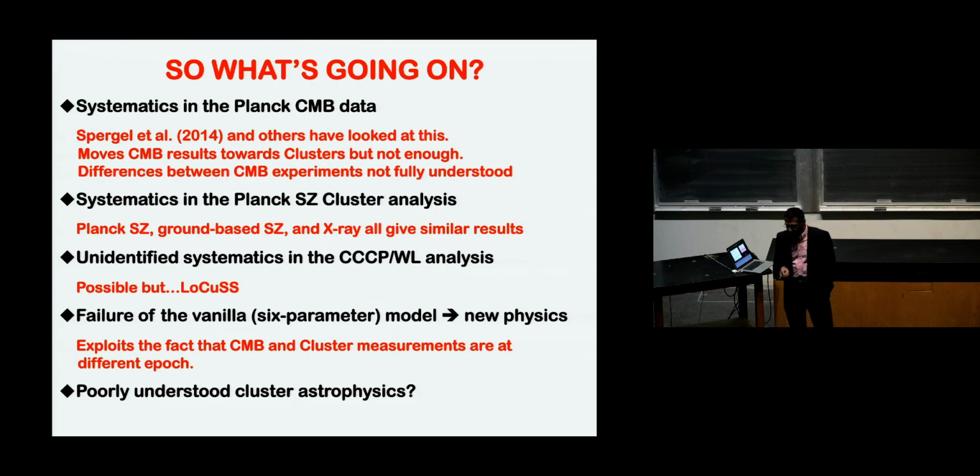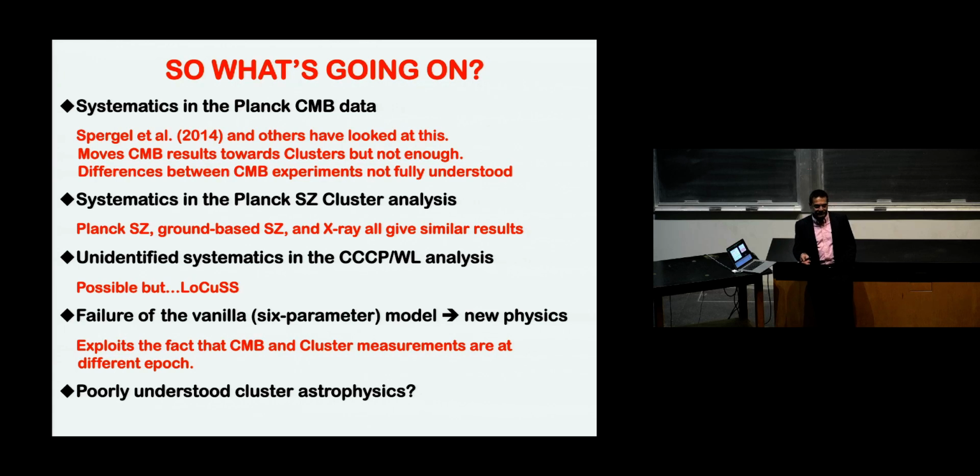One could argue that there are systematics in the Planck cluster analysis or even the Planck cluster catalog. I would argue that that's less likely because the ground-based inverse Compton measurements of clusters find similar results. X-rays, which are a completely different way of observing clusters, also give similar results. So there are multiple different ways that clusters have been studied, and they all seem to give the same result. And so unless the problem is with clusters of galaxies per se, this is not going to be a problem.